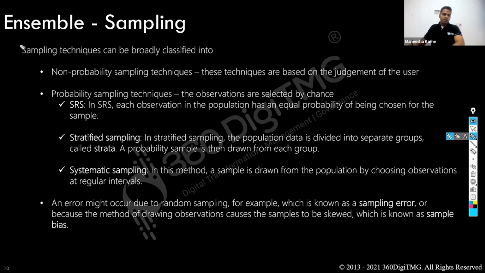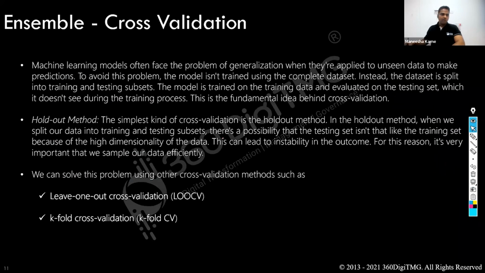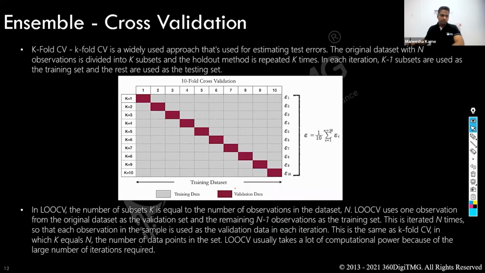When it comes to sampling techniques, we have non-probability based sampling techniques, which is based on the judgment of the user. And we have probability based sampling techniques where we have simple random sampling, stratified sampling, systematic sampling. And we have discussed all of these in detail. We also spoke about the holdout method, leave one out cross validation, k-fold cross validation. And we had some discussion around that.